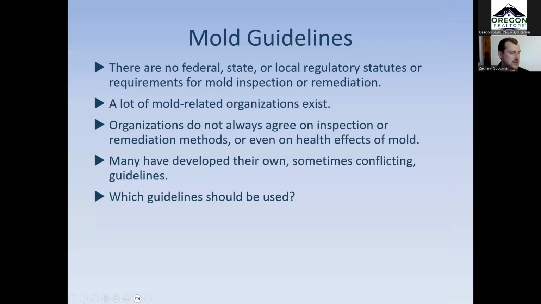Now, this is somewhat a surprising slide in some classes, because mold guidelines is what we have written, and that's because there are no federal, state, or local regulatory statutes or requirements for mold inspection or remediation.